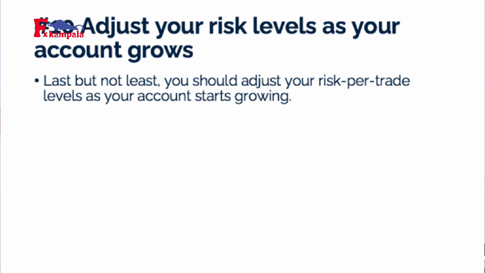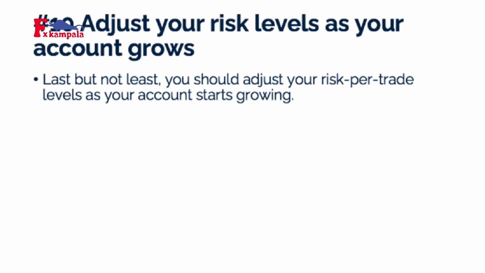Adjust your risk levels as your account grows. Remember now, if your account keeps growing, let's say you started with $200 and your account gets to $400, and you were risking 2%, let's say $4, and the account has now gotten to $400, then you can adjust to maybe $8 per trade, because your account has now grown.